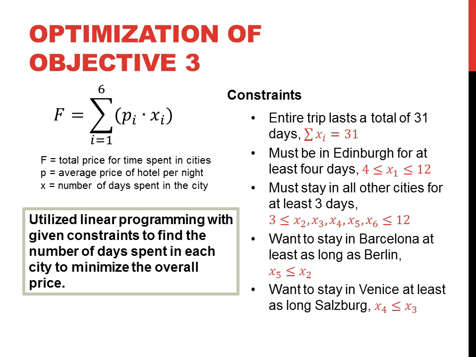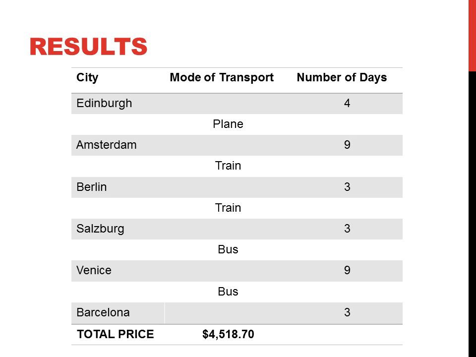I also decided I wanted to stay in Barcelona at least as long as I was in Berlin, and wanted to stay in Venice at least as long as I was in Salzburg. Because of the linear nature of this function, it was possible to utilize linear programming to determine the number of days in each city. Incorporating the equality and inequality constraints provided an optimum plan of travel to minimize the overall price of lodging. Here are the results of my optimization.